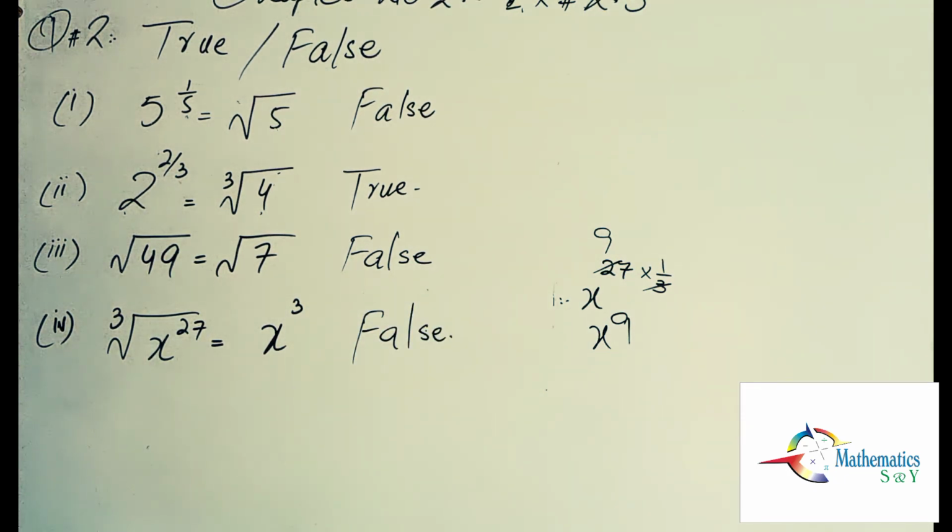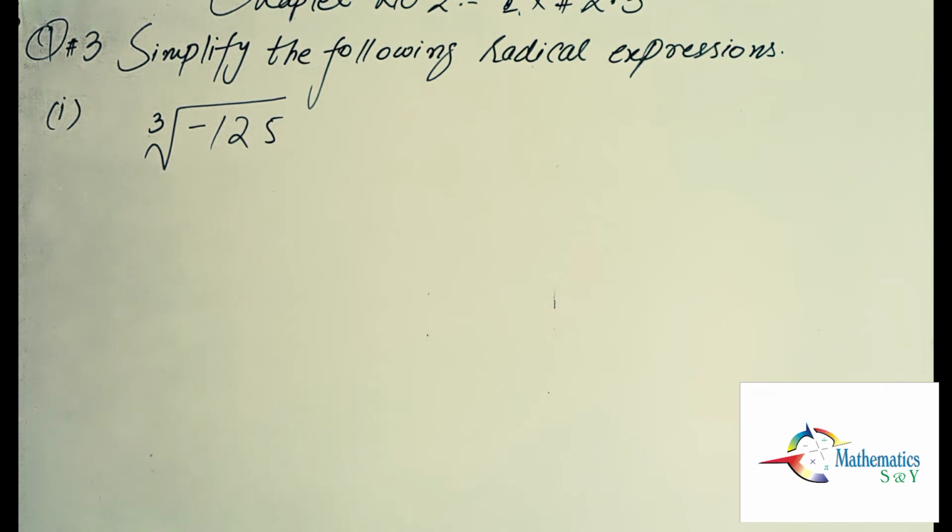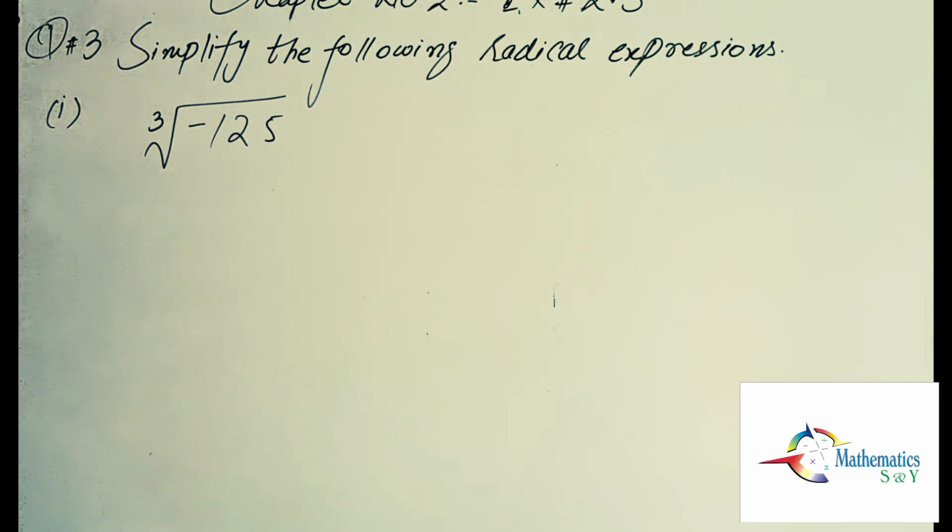Okay guys, after this we'll see the last question, question number 3. Here in question 3 you can see that we have to simplify the following radical expression. Simplify means we are not just going to write this in the form of the exponent, we are going to simplify this. And you can see that this is a radical expression because it involves a root, a cube root, over here.